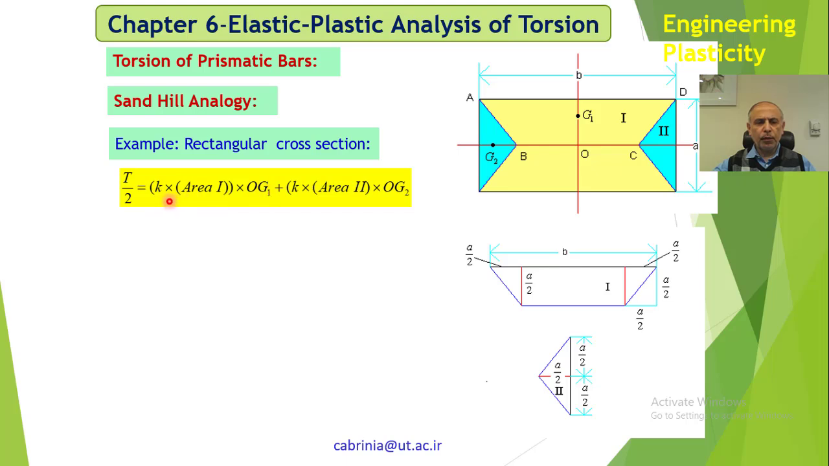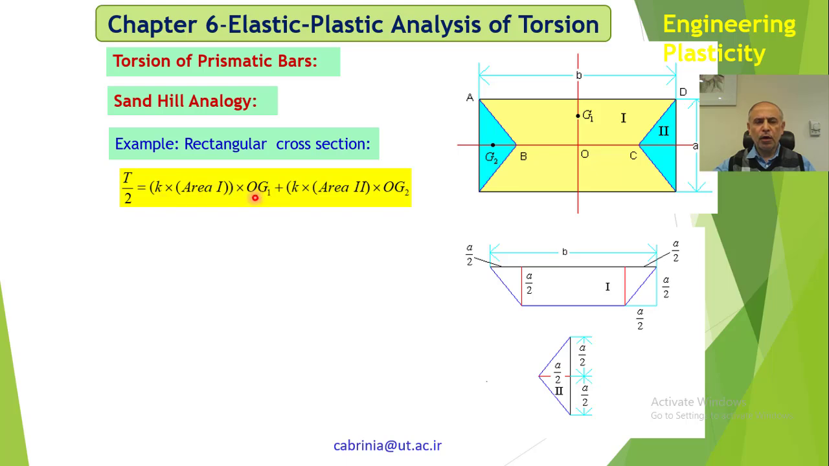What is this method? This method is that we say that if the material in the prismatic bar with the rectangular section reaches the yield point, then the force acting on the material is the yield shear stress times area 1, and also the yield shear stress times area 2. Okay, these are the forces acting on area 1 and area 2. Then multiplying these forces by the arm gives you the moment.